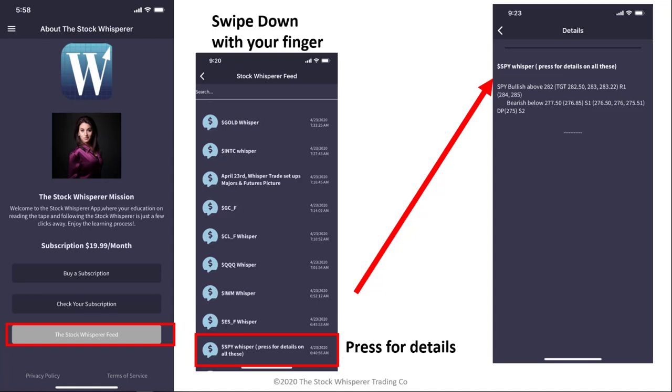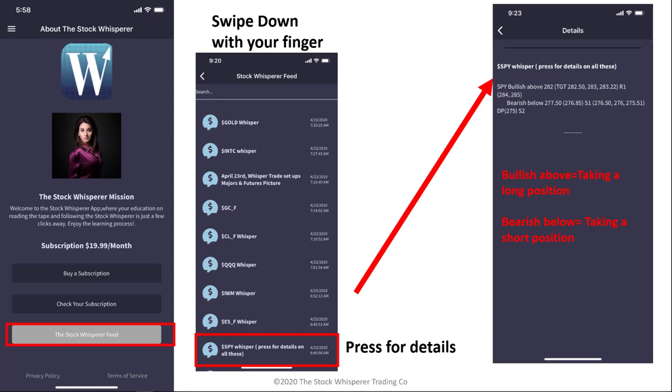Now, some of you may not even know what bullish above or bearish below means, so I'm just gonna take a moment and go over that. So what does bullish above mean? It means you're taking a long position. It could be a stock, could be an option, it could be futures, yet you're going long. And bearish below means we're gonna go short.